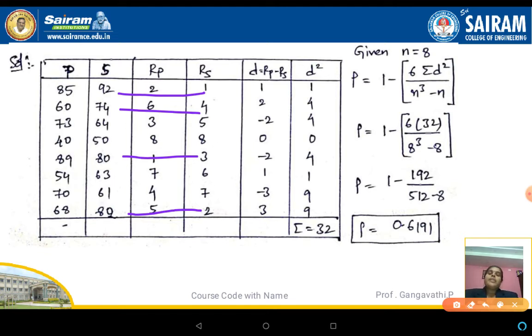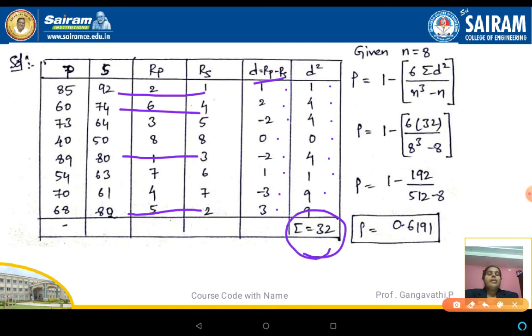Now we have to find the difference in the ranks, that is RP minus RS, which is given by D. The differences are 1, 2, minus 2, 0, minus 2, 1, minus 3, 3. And square those differences: 1, 4, 4, 0, 4, 1, 9, 9. And the summation of these D square values is 32.